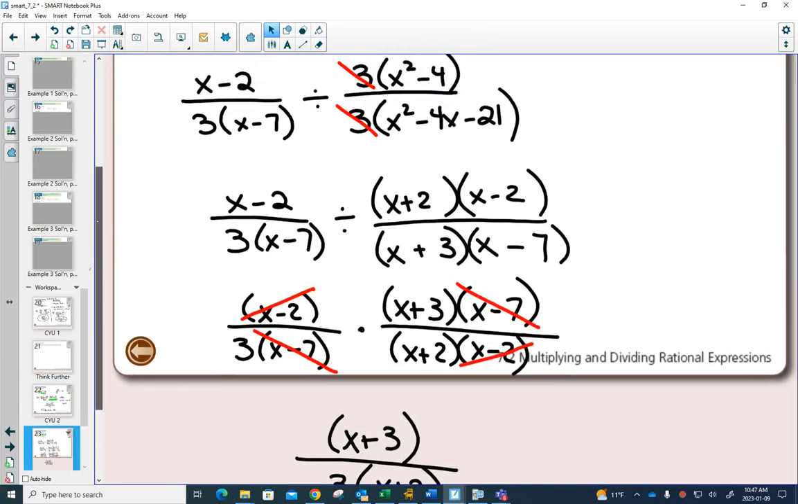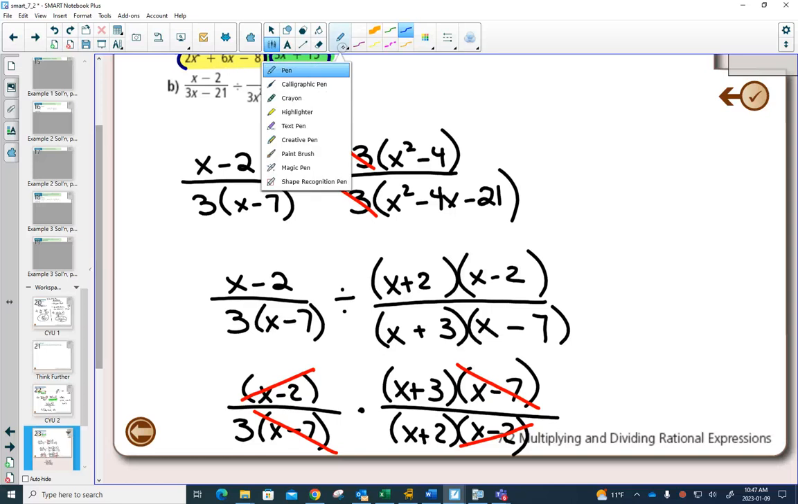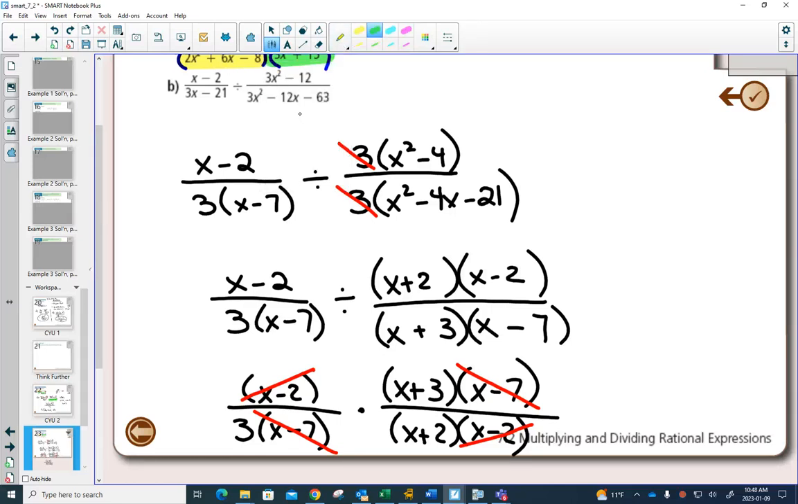As far as non-permissible values in this one, okay? The reason I factored completely first was for the non-permissible values. Some people like to quickly multiply by the reciprocal. I think that makes finding the non-permissible values just a little bit trickier. So first of all, I'm going to take out my color highlighting like I did before. I'm going to highlight the bottom of this fraction in yellow, because it's the first one. That one got factored to here, and that doesn't change all the way through.